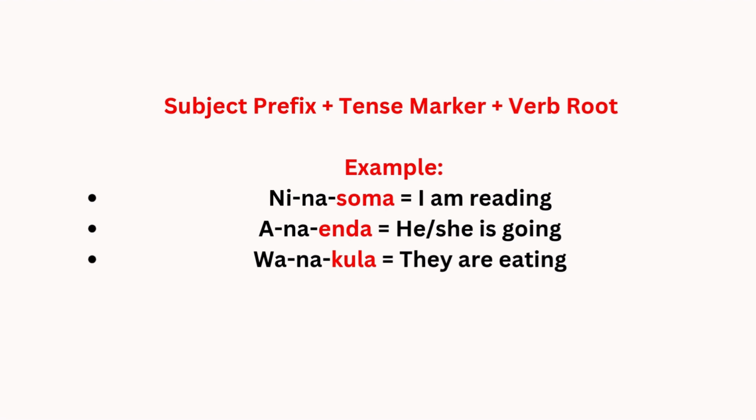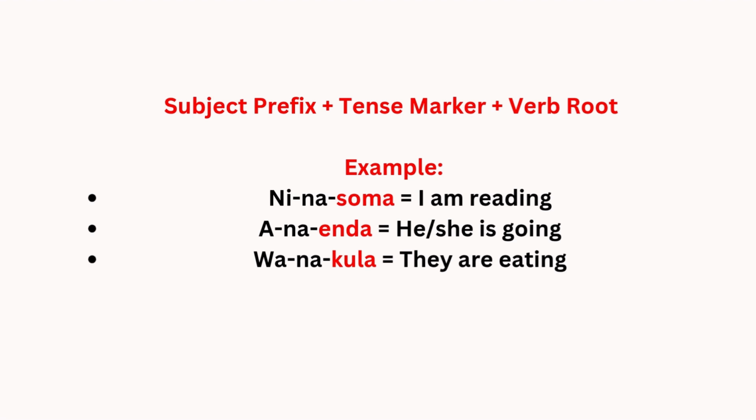Now the tense marker in this word is na, which shows the present tense. Remember, we're dealing mostly with the present tense. We're going to look at the past tense and future tense in later examples. So, wa na kula. They are eating, which means they are eating right now. Remember, na is the tense marker of the present tense.